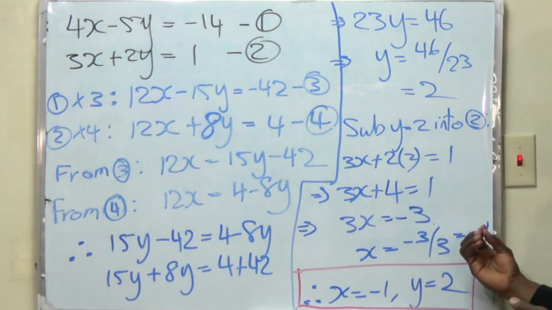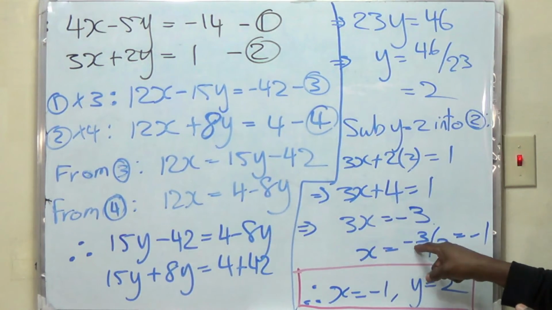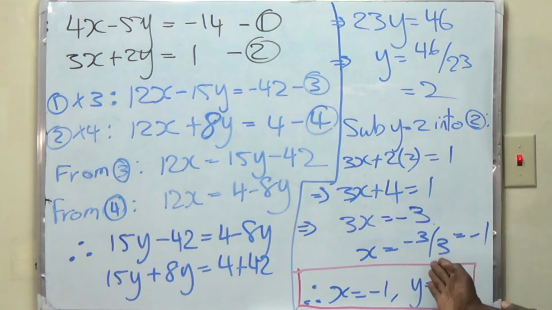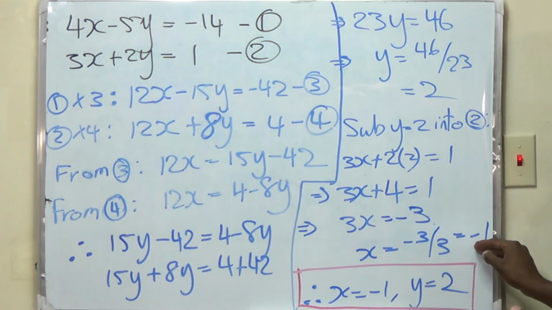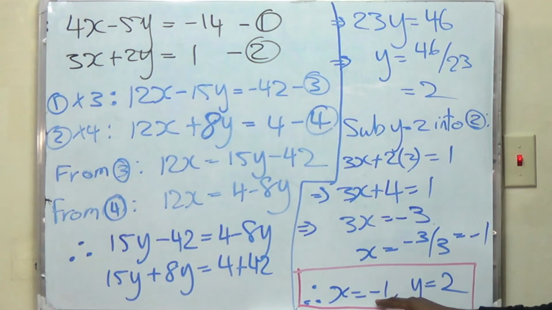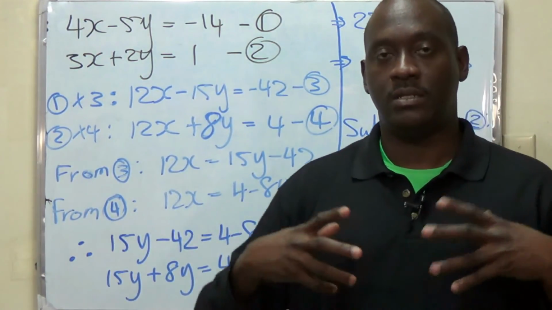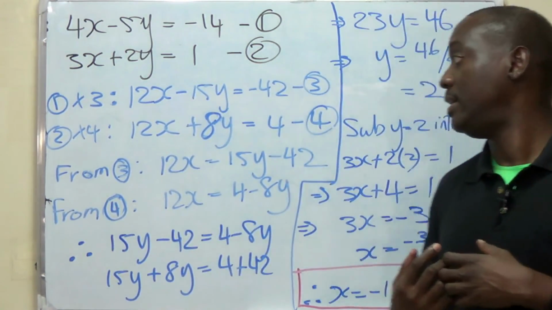3x is equal to minus 3. x is equal to minus 3 divided by 3. That's what the slash there is for. Minus 3 over 3, which is equal to minus 1. So therefore, your x is equal to minus 1 and your y is equal to 2. And that, ladies and gentlemen, is the solution for this equation.